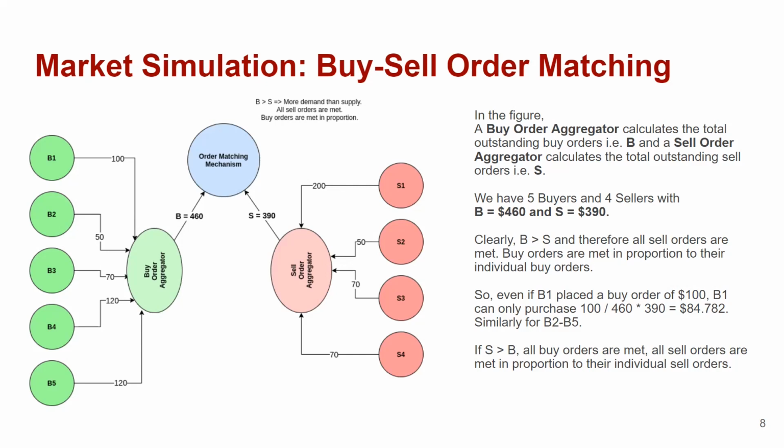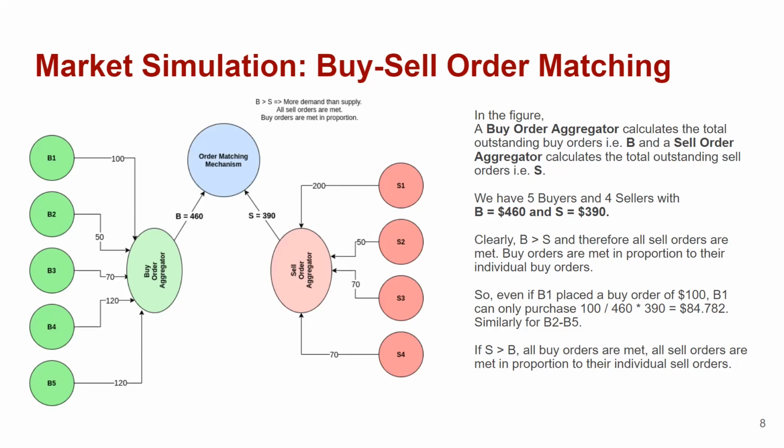In this case, B is 460 and S is 390, and clearly B is greater than S. So therefore, we can meet all the sell orders, but the buy orders are met in proportion to their individual buy orders. Taking B1 as an example, who placed a buy order of $100, is only able to purchase $84.78 worth of DAI.